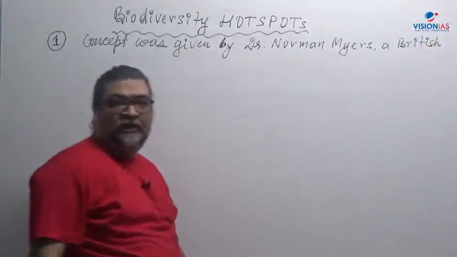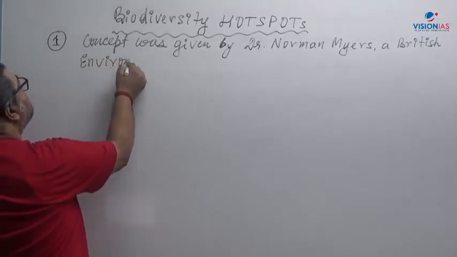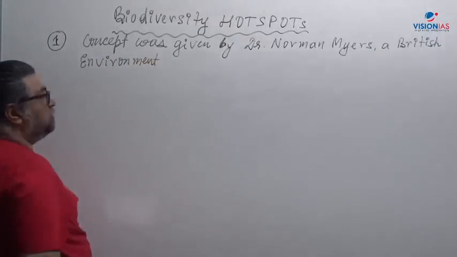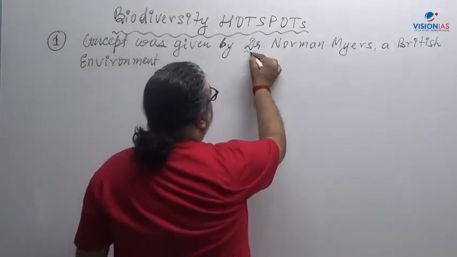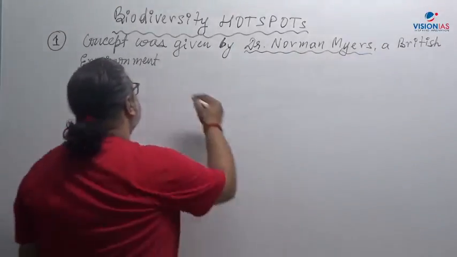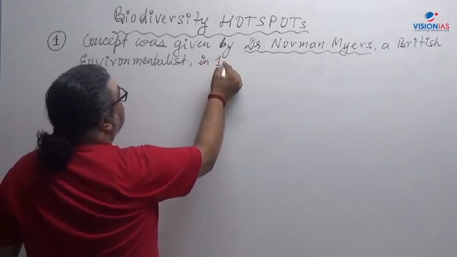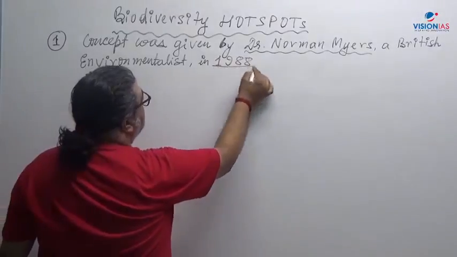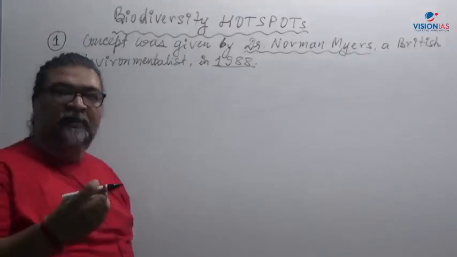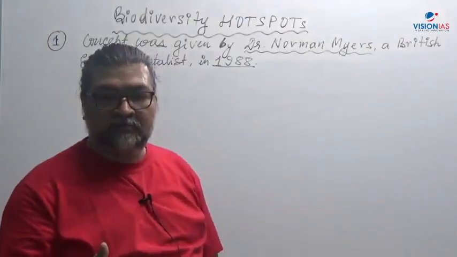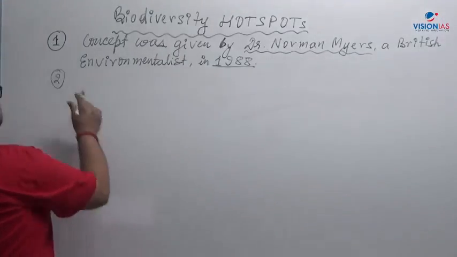A British environmentalist, he published articles in Nature and Science, and he came out with this idea of a hotspot. It was given by Dr. Norman Myers, a British environmentalist, in 1988. This idea of hotspot came in the year 1988 when Dr. Norman Myers proposed this concept of hotspot, right? Now let's understand here.